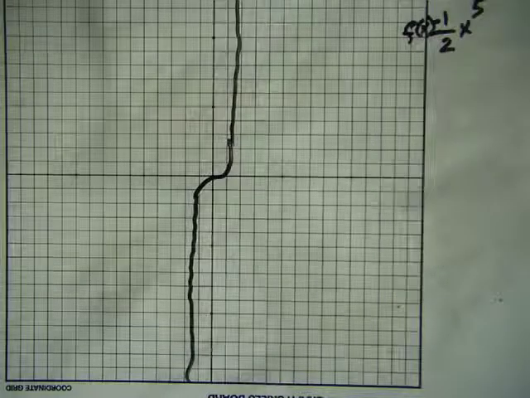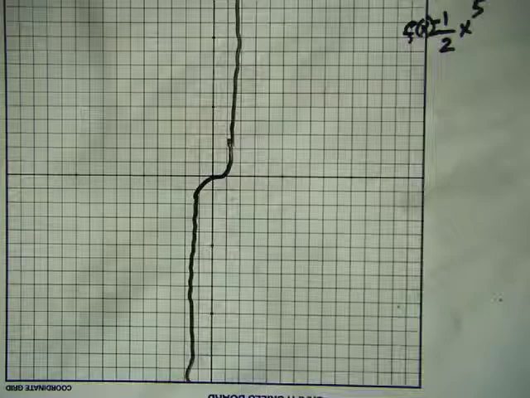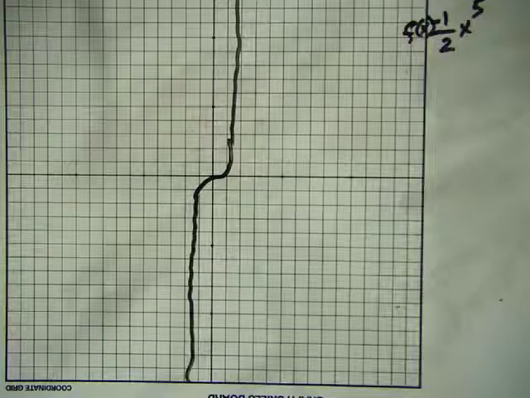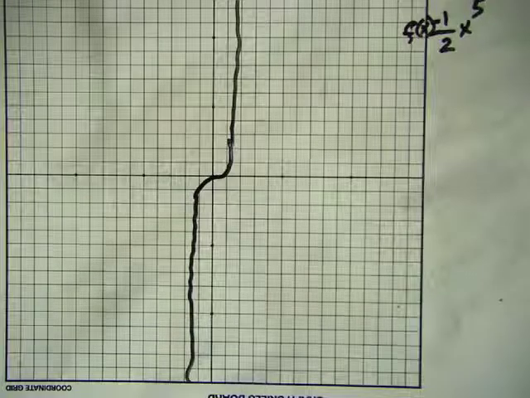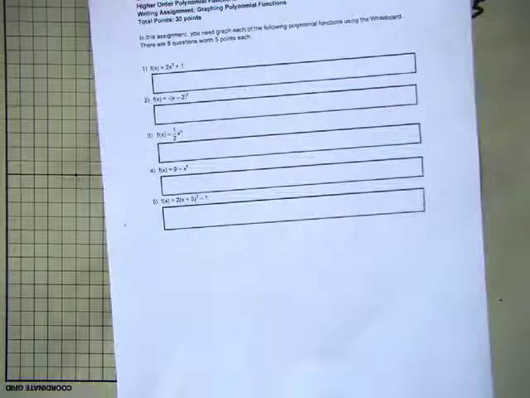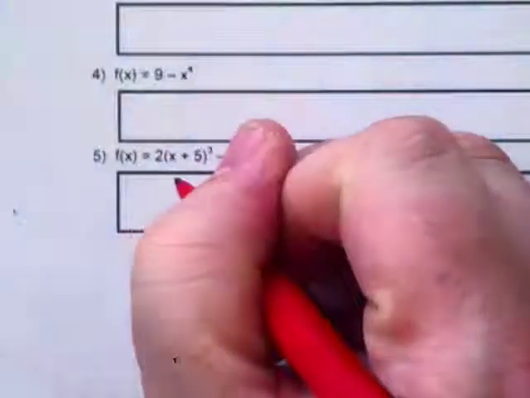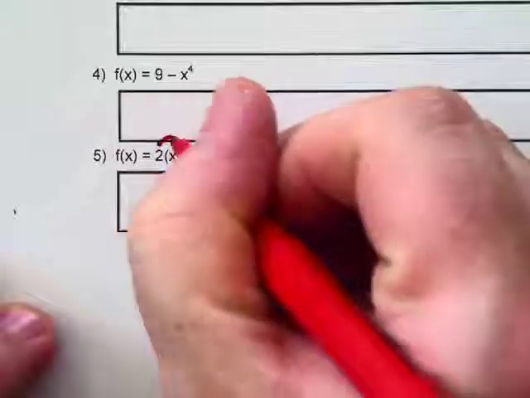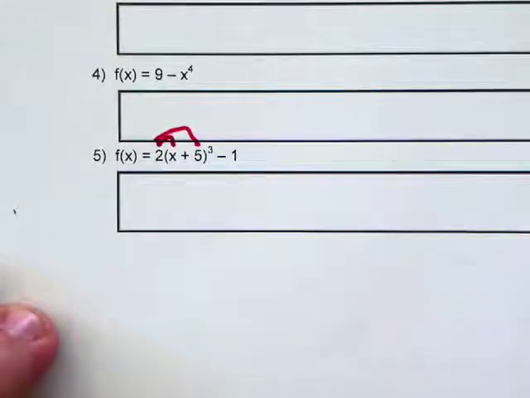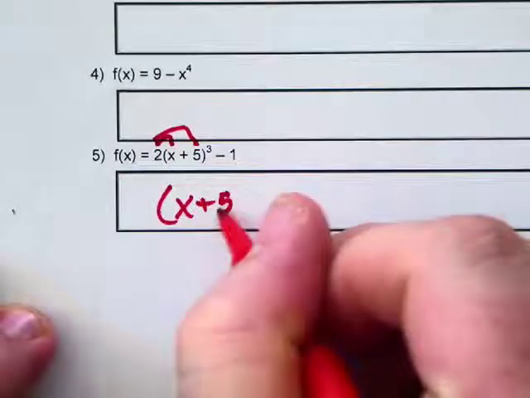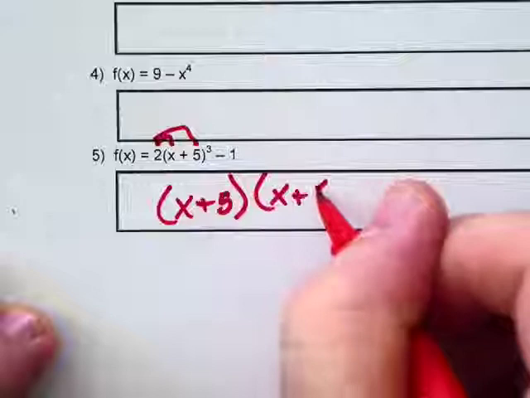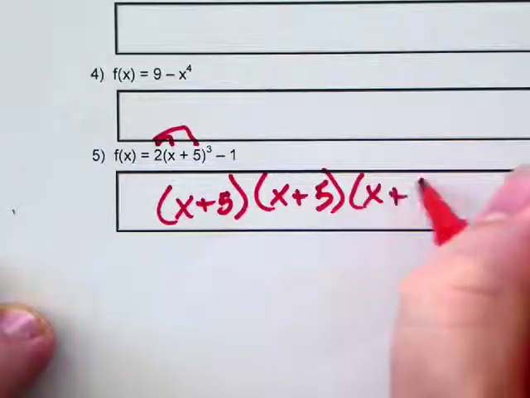And I'll actually do one more for you. As I look, number 5, you just simply need to simplify it out. So number 5, you just need to distribute the 2 to the x and the 5 after you cube it. So you've got to do x plus 5 times x plus 5 times x plus 5.